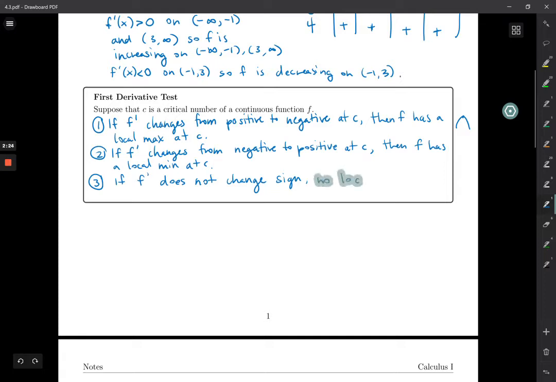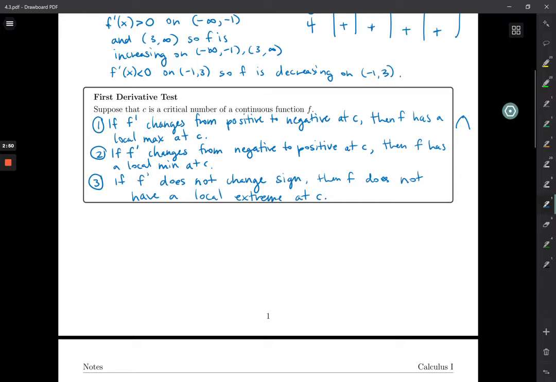or let me actually write this out in complete sentences. So if f prime does not change sign, then f does not have a local extreme at C, right?